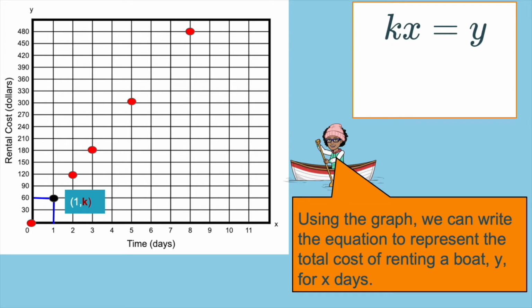Using the graph, we can write the equation to represent the total cost of renting a boat Y for X days. Let's look at the constant. Remember the unit rate? Once again, the equation is $60 per day is equal to the total rental cost of the boat.